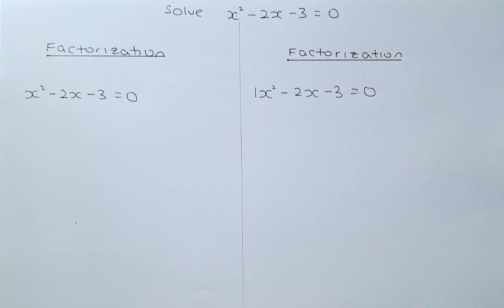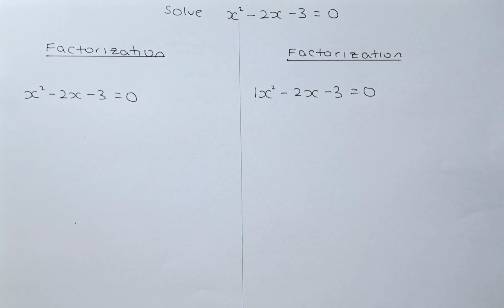In this video, we are going to learn how to solve a quadratic equation. In our case, it's x squared minus 2x minus 3 equal to 0, in 3 different ways. We can do it by factorizing, by using the quadratic formula, and by completing the square. We'll look at each of these 3 methods and you decide which one you prefer.